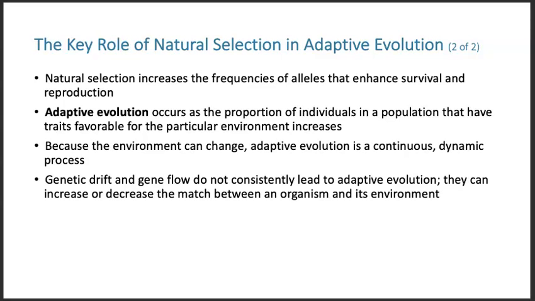So it turns out that genetic drift and gene flow don't lead to adaptive evolution. They can increase or decrease the match of the organism with its environment. But that's more due to chance events than to what happens with natural selection, which is making things a better fit to their environment because it enhances survival and reproduction.